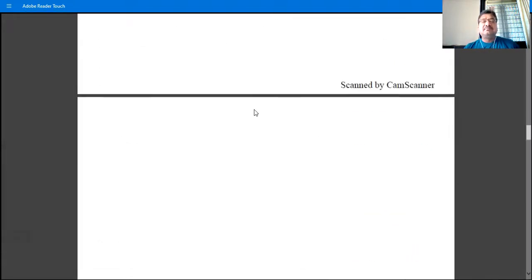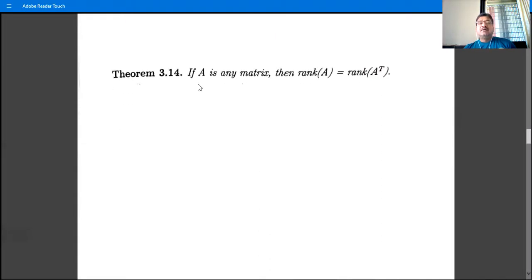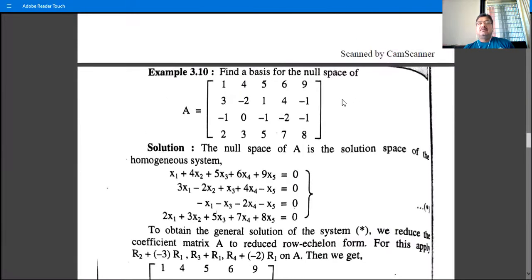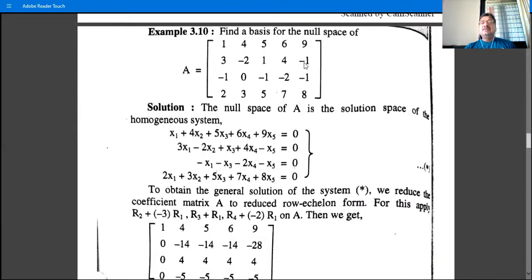If A is any matrix, then the rank of A and the rank of A transpose are both the same. Next, find the basis for the null space of this matrix. That is, we have to indirectly find the nullity of the matrix, that is the null space.